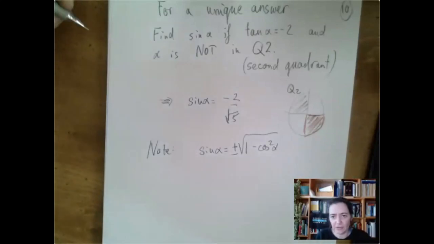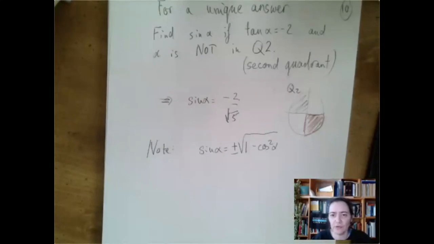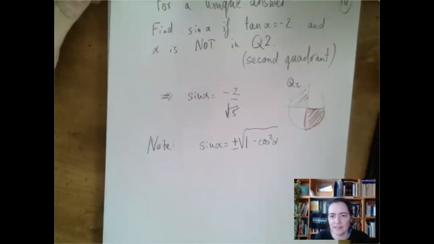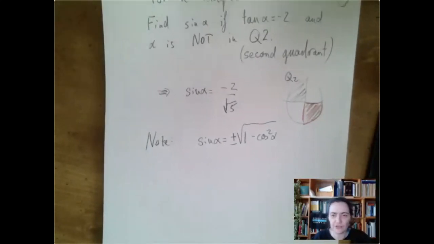Given only sine alpha, we can never uniquely find cosine alpha, just up to a plus-minus. That's the payment for such a big domain as the unit circle domain. Any questions about this?